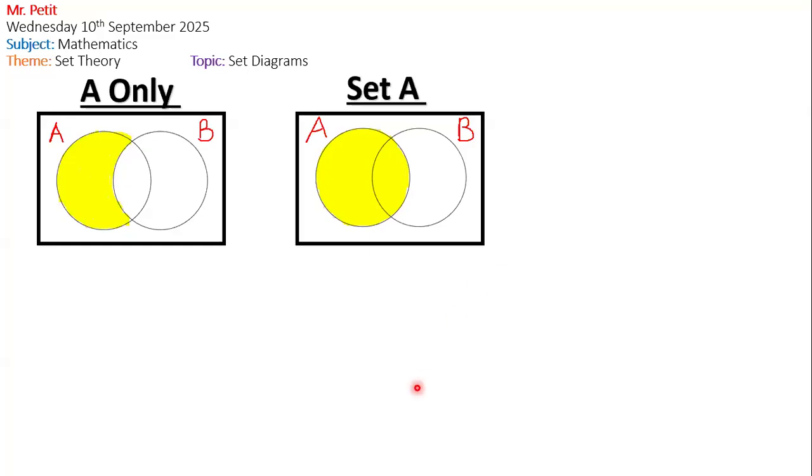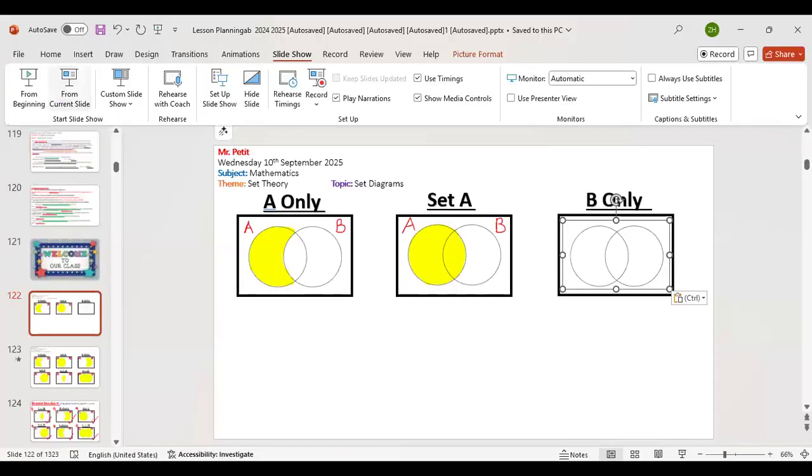So the next one I want us to do: I just showed you all how to do A only, right? So what if I ask you all to do B only? Already did A only, so what about B only? If I ask you to do B only, how are you going to do that? Okay, so that's what we're going to do right now. We're going to do B only.